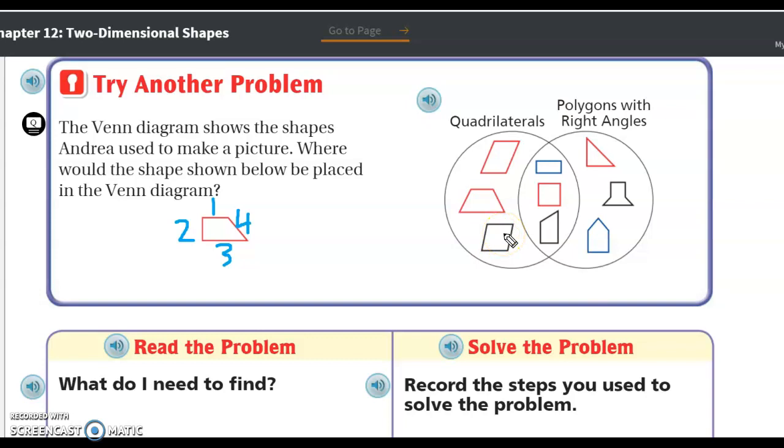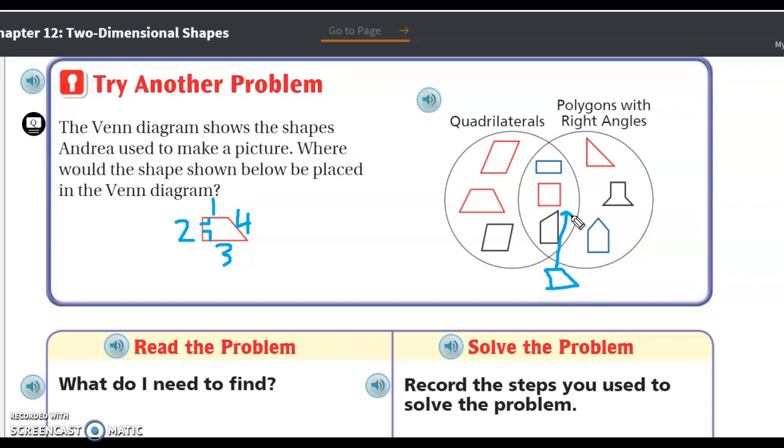All right, our next question is, does it have a right angle? Because if it does, that means it's a polygon with a right angle, and it's a quadrilateral, so it's both of those things. Does it have a right angle? It actually has two right angles. One and one there. So this quadrilateral would go in the middle part. Obviously, I don't have enough room there to go.